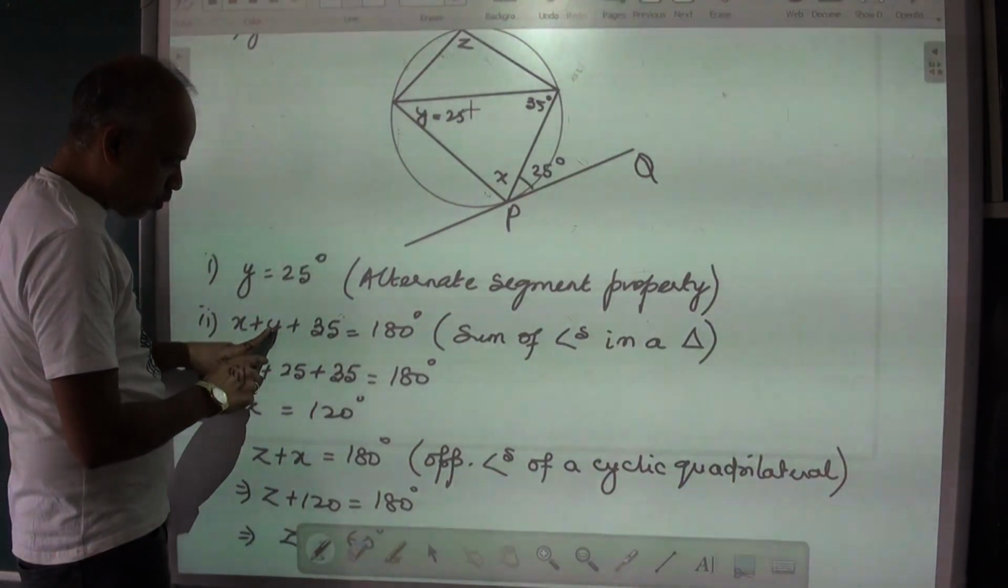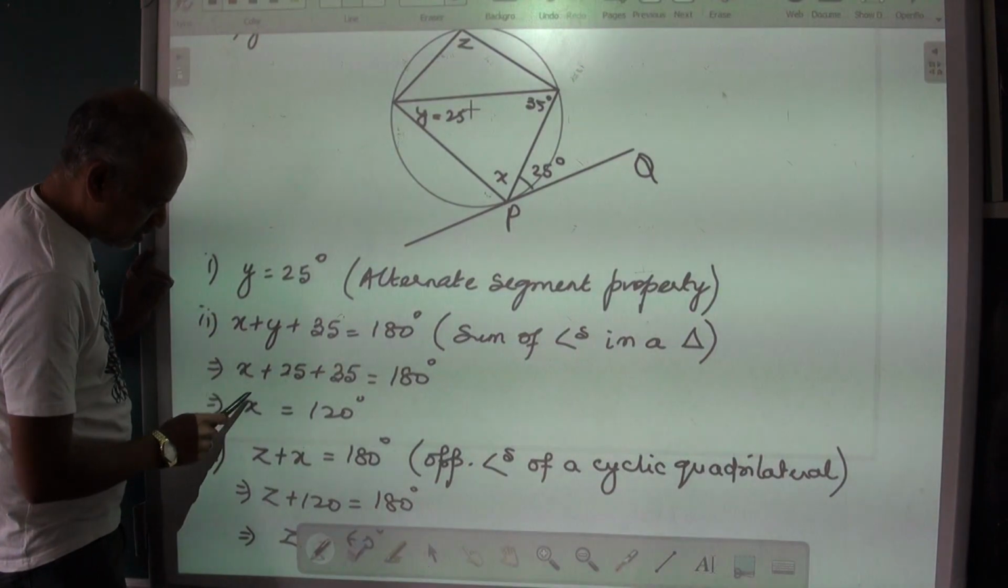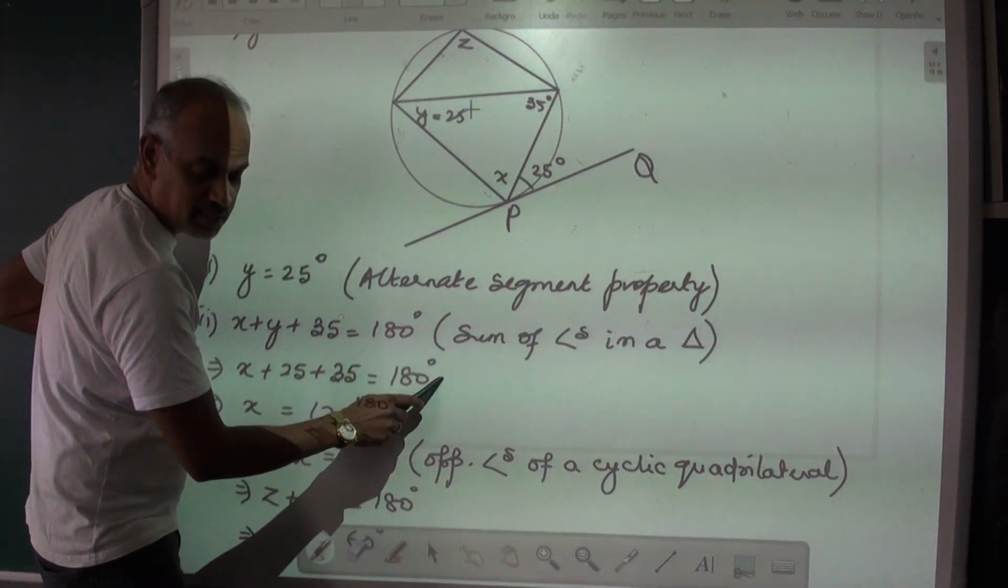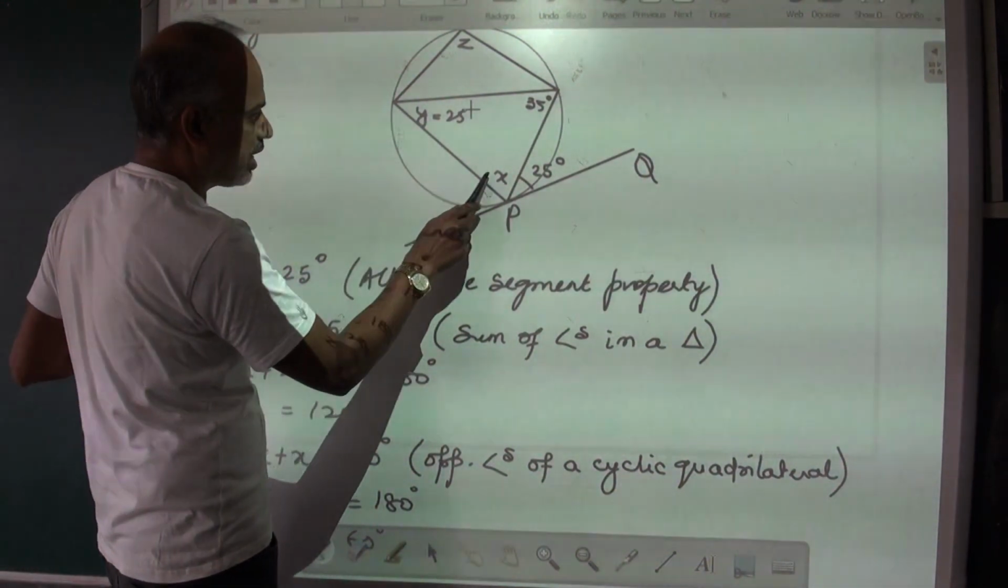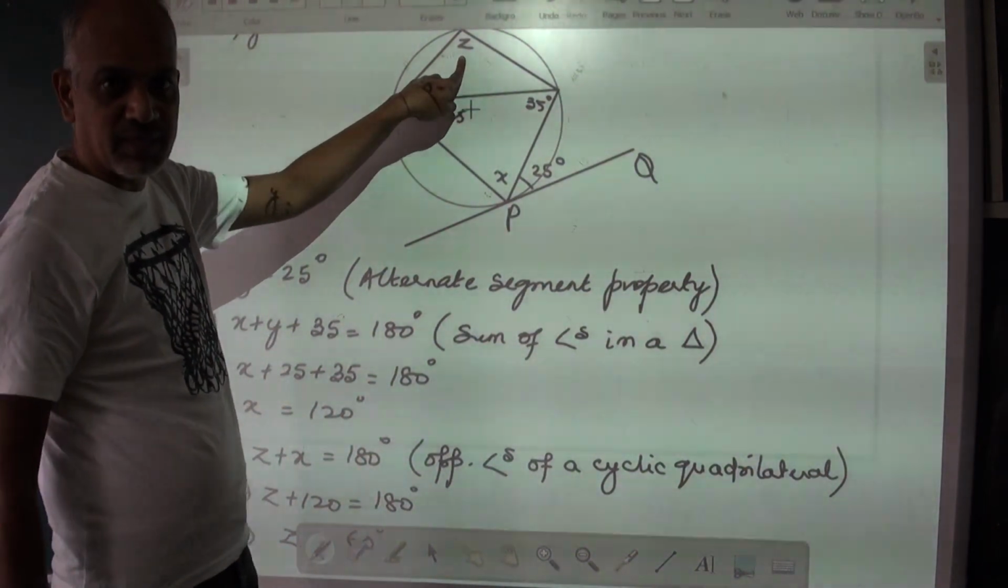X you don't know, y is 25, plus 35 is equal to 180. So x is equal to 25 plus 35, that is 60. Shift the 60 that side. 180 minus 60 is 120 degrees. So you got x's value, that's 120 degrees. The only thing left now is z.